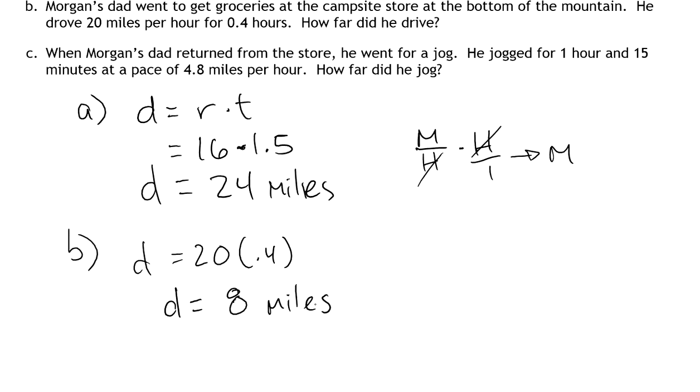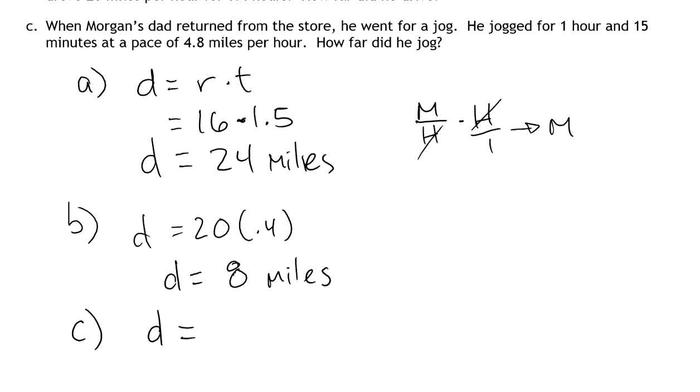And then finally, when Morgan's dad returned from the store, he went for a jog. He jogged 1 hour and 15 minutes at a pace of 4.8 miles per hour. How far did he jog? So on C, they're still asking for the distance traveled, right? He's traveling at a pace of 4.8 miles per hour. So that's where my rate goes, 4.8 miles per hour. And he does so for 1 hour and 15 minutes.